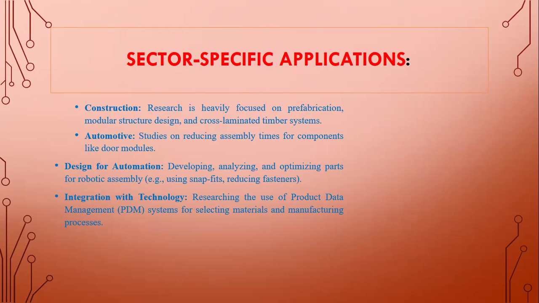Then next, design for automation: developing, analyzing, and producing standard optimized parts for robot assembly. Say using direct press fit or snap fit, we can reduce the number of screws or threaded fastener joints.